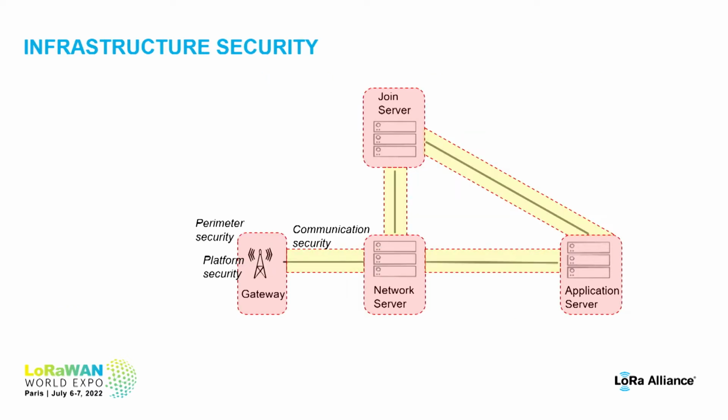And if we further dive into the infrastructure security, looking at every element, we can talk about the perimeter security, which involves making sure only authorized endpoints can be communicating with, whether it's a gateway or the network server, etc. And then when running software on the platform, or accessing the data, how we ensure the integrity of the data, and that's what we call platform security. And again, among all these network infrastructure elements, we still have to deal with communication security.